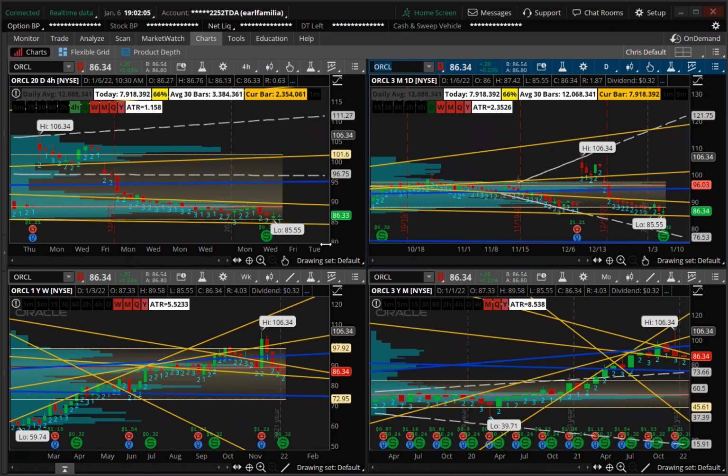I don't even remember what the setup was, but Oracle looked better than Tesla. Again, Oracle looks like it's still pushing down. It triggered 2 down on the week, 2 down on the month. So I would stay away from it for right now, especially if you're playing to the upside. Target, Chewy. We already looked at Chewy. Chewy was a no-go.